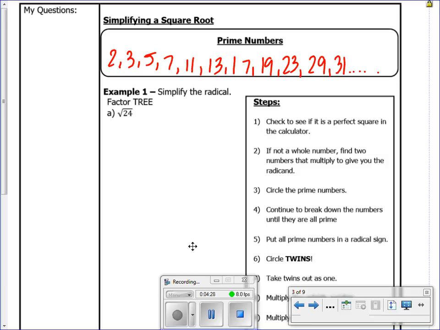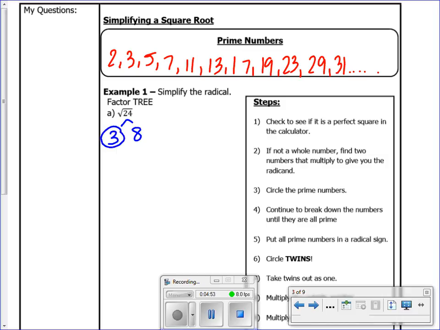It says, if not a whole number, find 2 numbers that multiply to give you that radicand. So let's think. 2 numbers that multiply together to give me 24 are, let's do 3 times 8. Is 3 or 8 either one of those numbers in my prime numbers? Yes, 3 is. So when I find a prime number, I'm going to circle it.